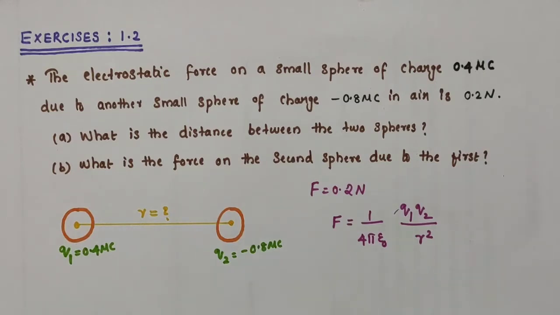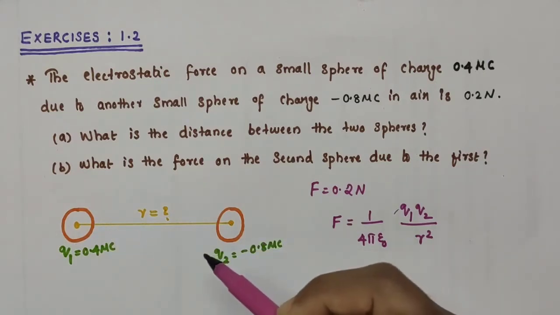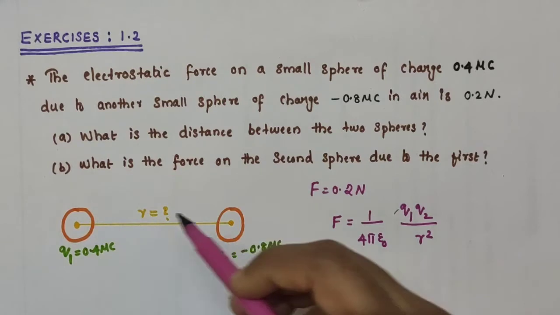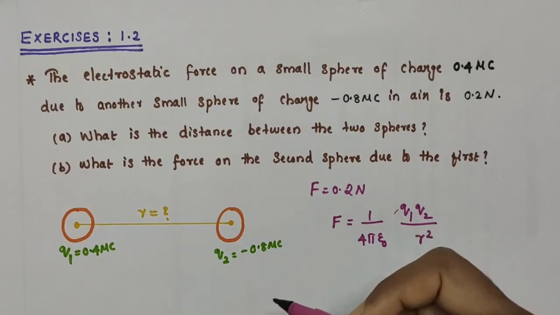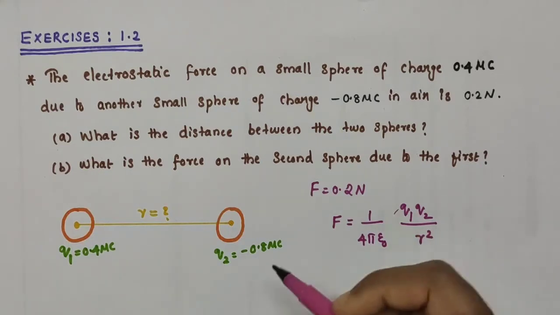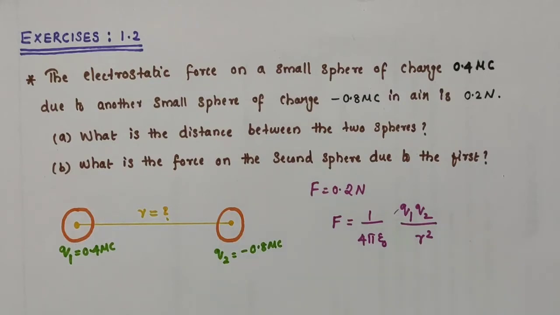So when we calculate the force acting between these two spheres, or when we calculate the distance or separation between these two spheres, we just want to consider the magnitude of this charge Q2. That is, we don't want to consider minus 0.8 microcoulomb here. We can just take 0.8 microcoulomb here.